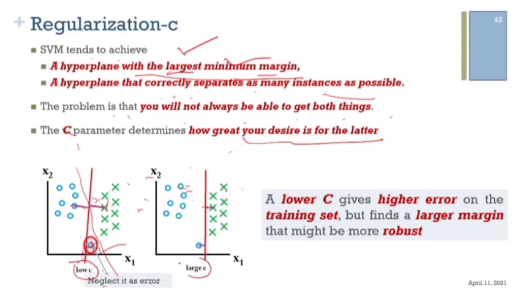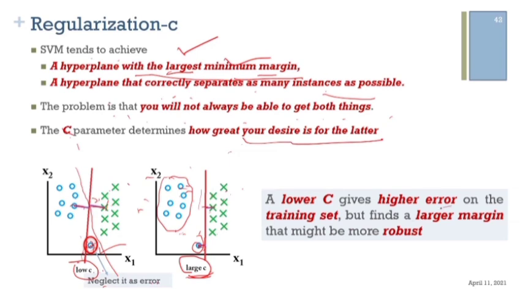If you make your C large, it means you don't want to make any mistake in your training. So the system will force itself to come here, because this point will become your support vector. And this one is a bad point. You can see now it's taking you closer to this class, more than the majority here, and this might be an outlier. This is when you have a large value of C, you get into trouble.